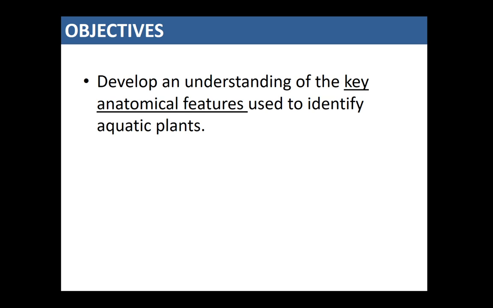So my approach here is I'm going to highlight the key anatomical features of aquatic plants that are useful in identifying them. There's a whole diverse array of plant anatomy that you can look at when you are trying to identify a plant. I'm going to pull out what I'm calling the key anatomical features that will help you narrow down the species of plant.